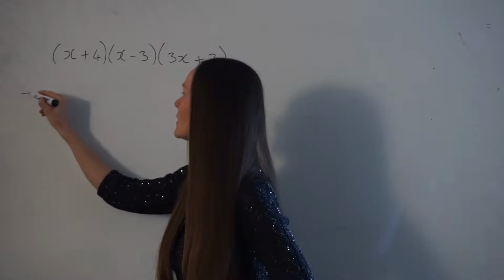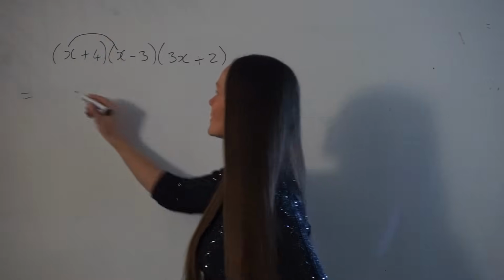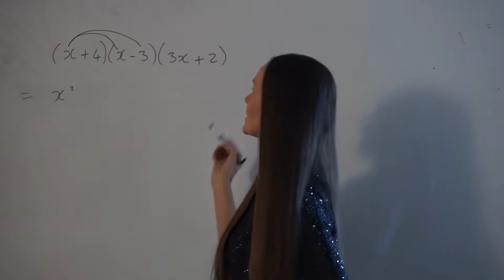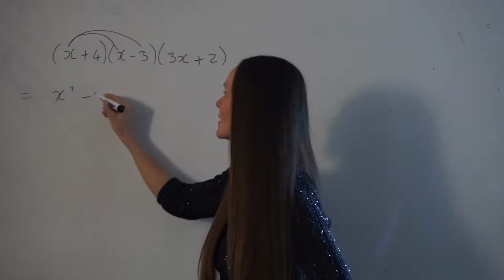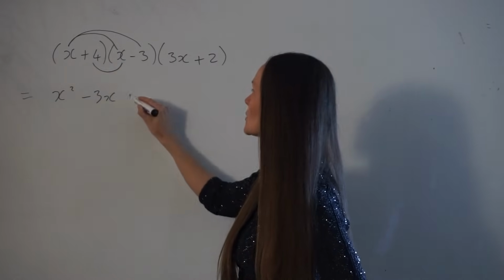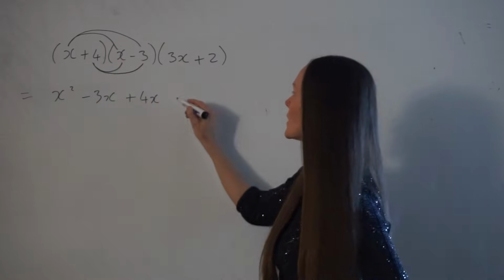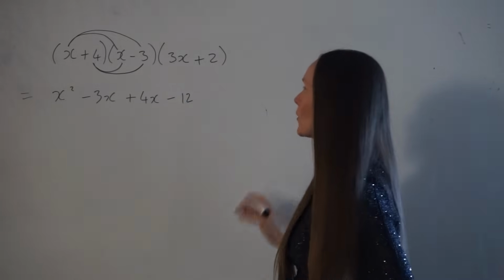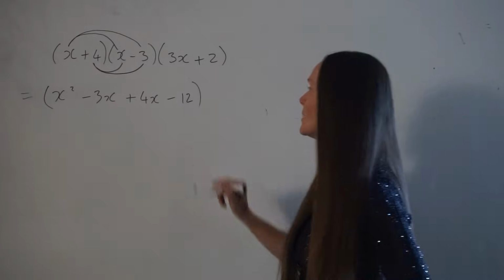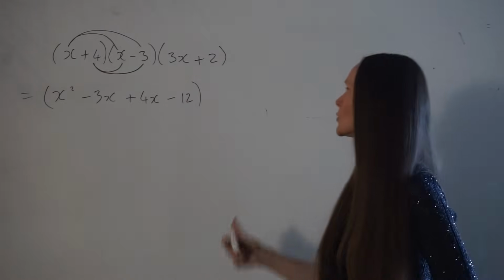Okay, so if I do that, I'm going to take the first term here, x, and multiply it with x, which is x squared. Then I'm going to multiply x with negative 3, which is negative 3x. Then I'm going to take the number 4 here and multiply it with x, which is positive 4x. And then multiply 4 with negative 3, which is negative 12. Now, when you write that answer down, make sure you pop it inside brackets, because in a minute we need to multiply that answer with the final bracket here, 3x plus 2, okay?